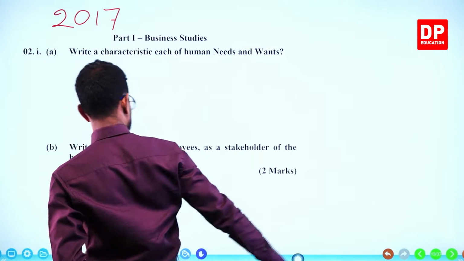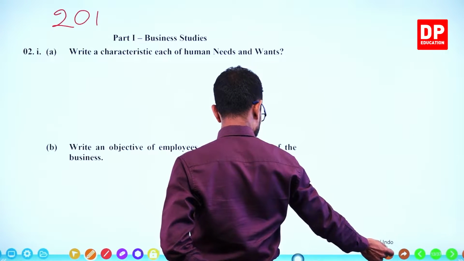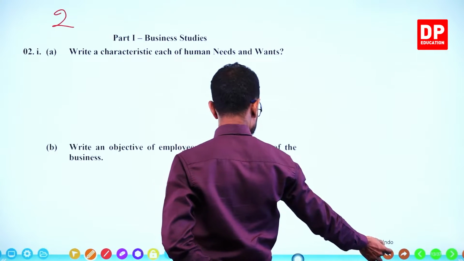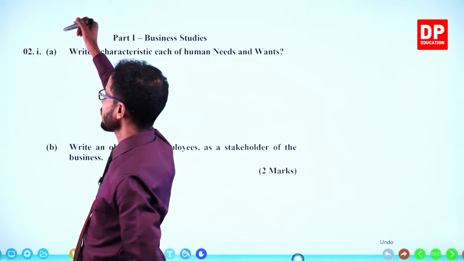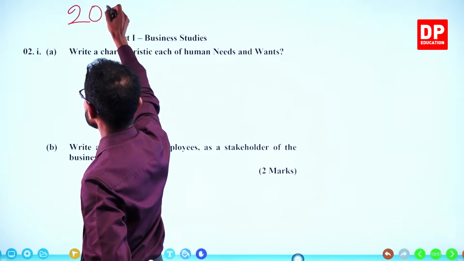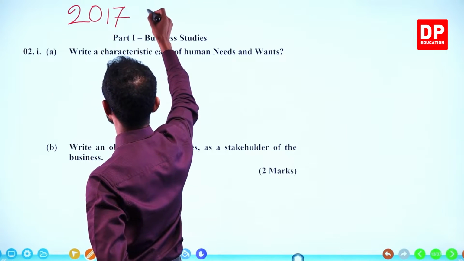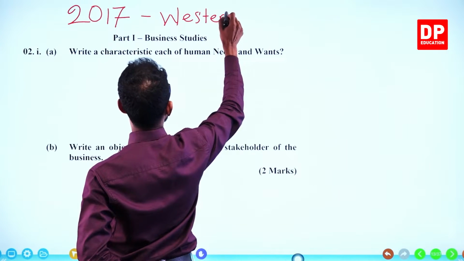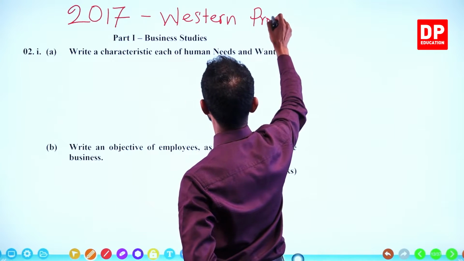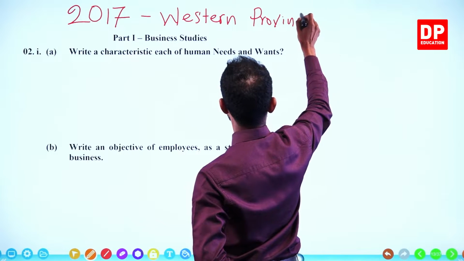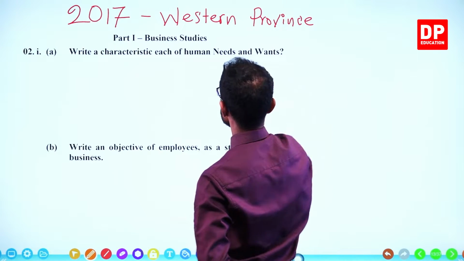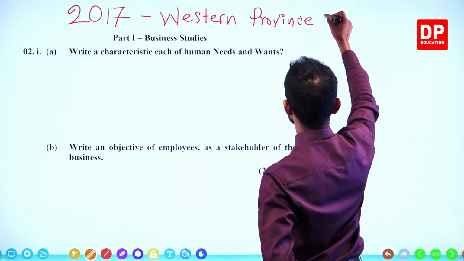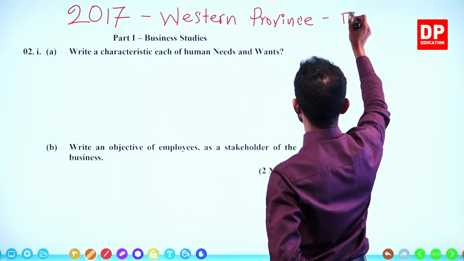This is 2017. Wait, I don't like that 7. I don't like that 2. Oh, that's nice. 2017 Western Province paper. This is the Western Province third term paper.